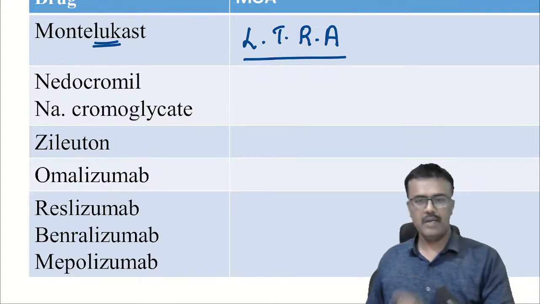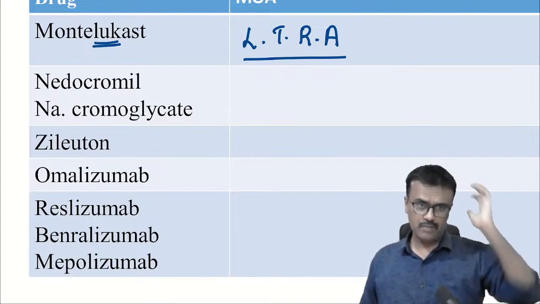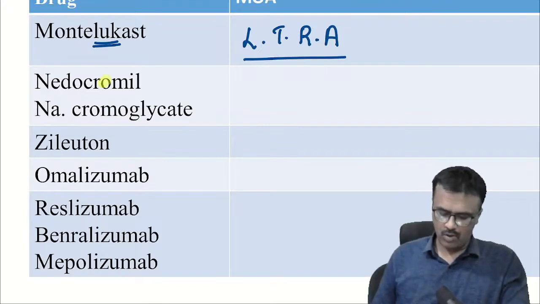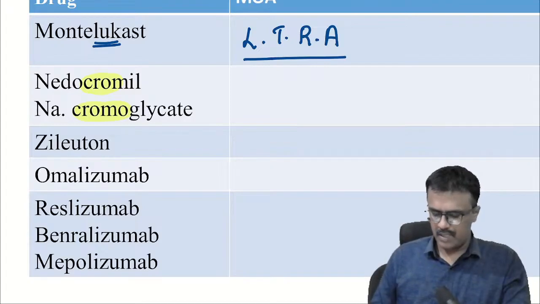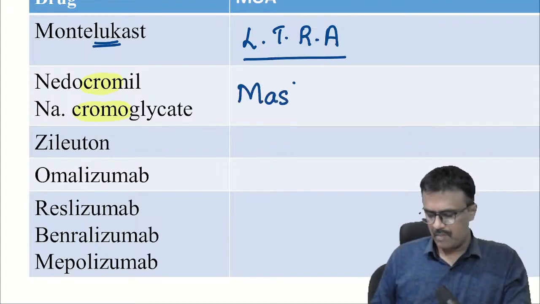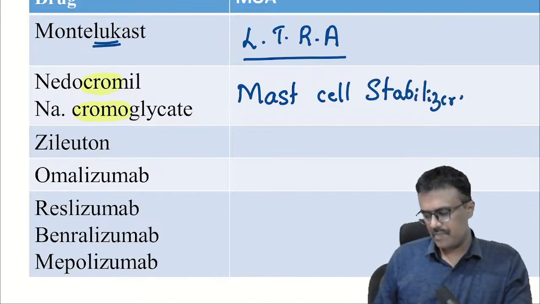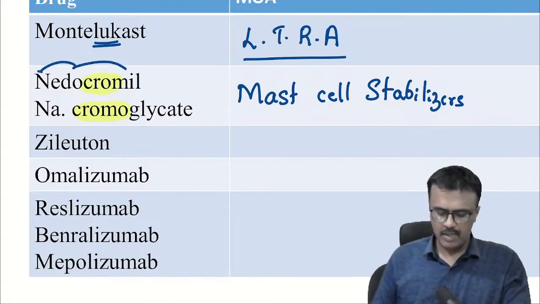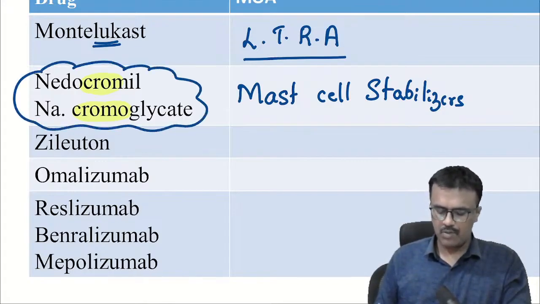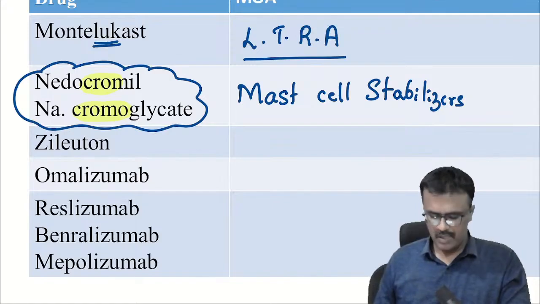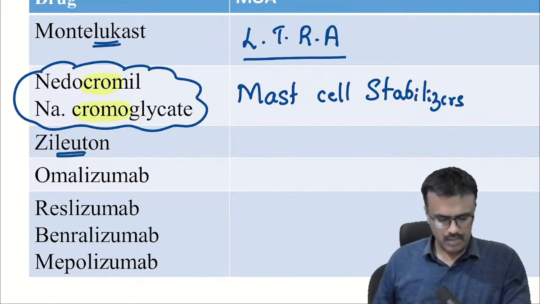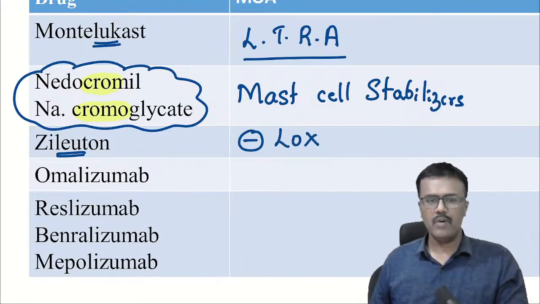Montelukast is a leukotriene receptor antagonist. Any drug having chrome in the name, like nedocromil and cromoglycate, these are mast cell stabilizers, and these are given by inhalation route. How do we give them? Inhalation. Zileuton, it has Leu in the name. It inhibits LOX, lipoxygenase.